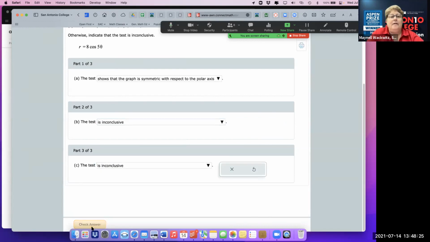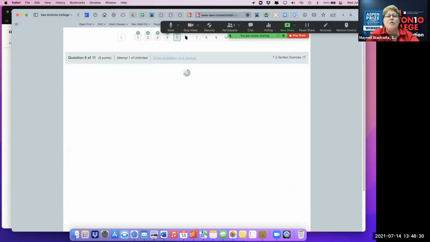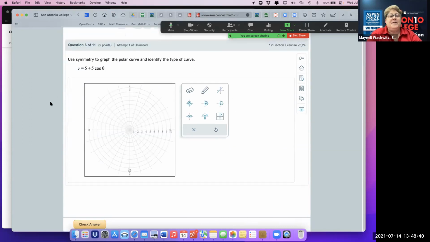Let's see if we're right. Yeah. All right. Let's do one more on here and then I'm going to stop this. Use symmetry to graph the polar curve. So I'm going to cheat because I don't really want to do symmetry. So 5 plus 5 cosine theta.